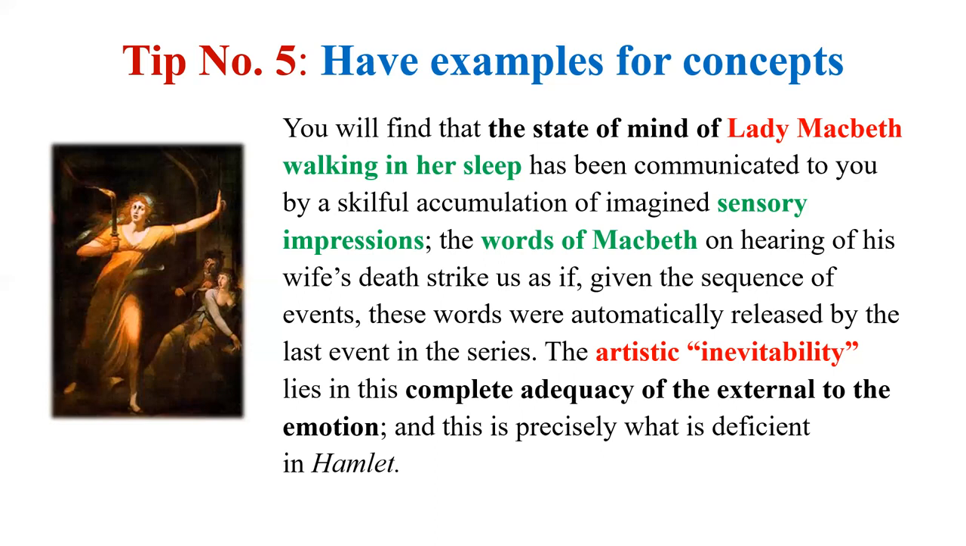And T.S. Eliot says, if a work has to be an artistic success, there should be artistic inevitability, complete adequacy of the external to the emotion. Here the external refers to the sleepwalking scene and her words, and also the words of her husband Macbeth. Through these, the external, we are able to connect with her guilt, the emotion. That's what bothers her the most. Then she commits suicide, or she dies. This is precisely what is deficient in Hamlet. Now you know the entire concept and the essay. So this is how you have to read the original.